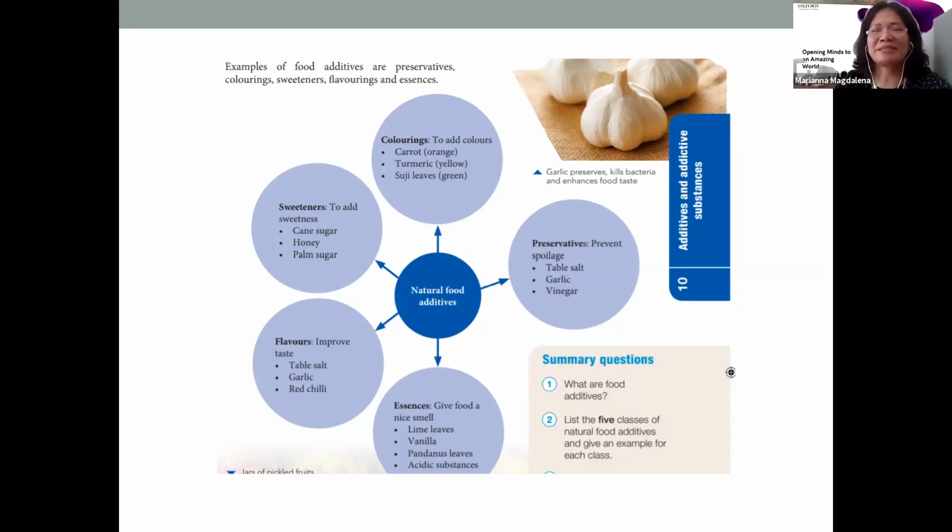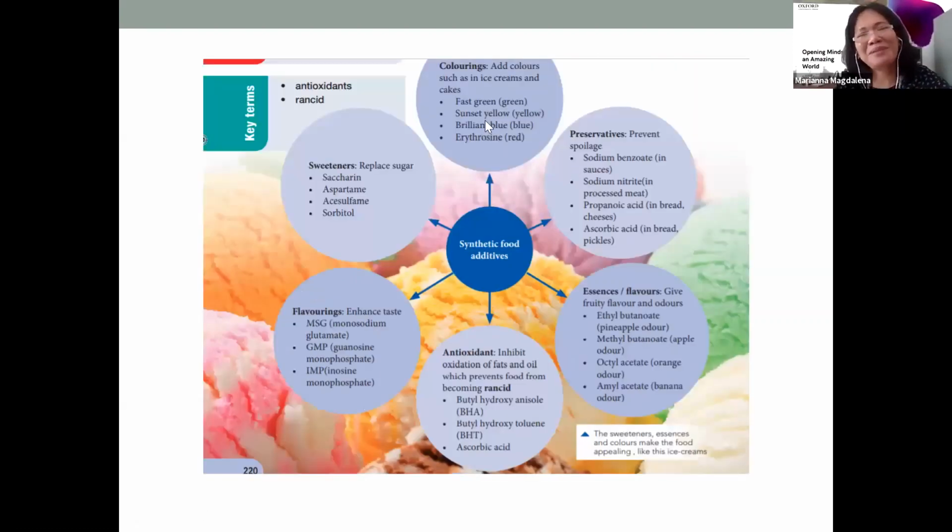Okay, this is about natural food additives, and this is about synthetic food additives. I'm very sure that not many of them know all these terms. So you can ask them to list after learning this, or they can read first before you explain it. Then you ask them to find the preservatives in their food.